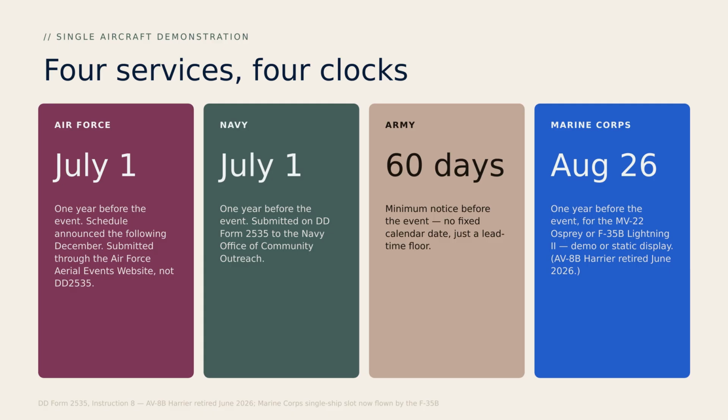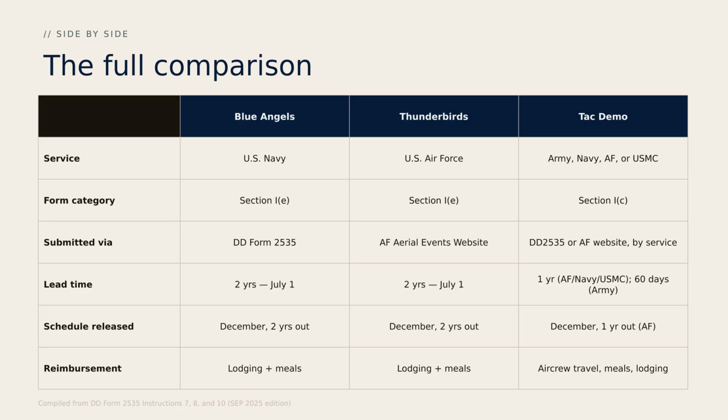Air Force and Navy both use July 1, but 1 year out instead of 2. Army has no fixed date, just that 60-day floor. Marine Corps runs entirely on its own calendar, August 26th. The row worth lingering on the longest is lead time, because it's the one that actually drives your planning calendar. Get the service and the category right in section 1, and the rest of this table tells you exactly which deadline and which door apply to your request.